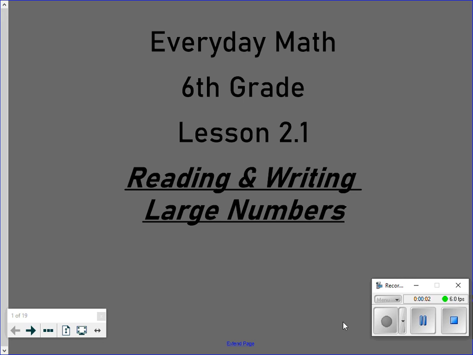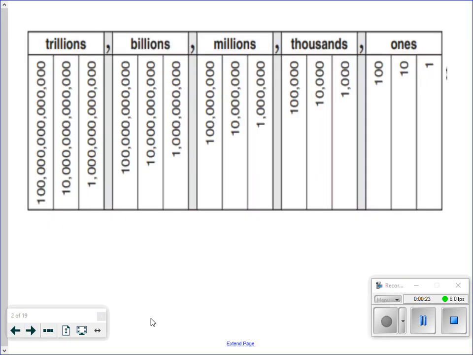Hello, sixth graders. Today we're going to be working with reading and writing large numbers. I'm pretty excited about today's lesson because we're not working with graphs anymore, for one. Graphs were a lot of fun, but this is going to be a little different. Working with place value and figuring out how to write large numbers. Some of this will be review. Some of it might be a little trickier for some of you if you haven't seen it before.